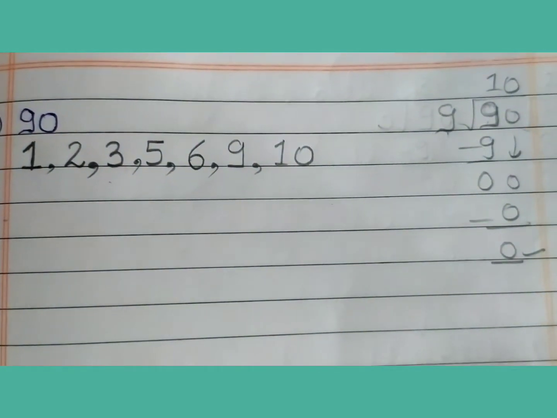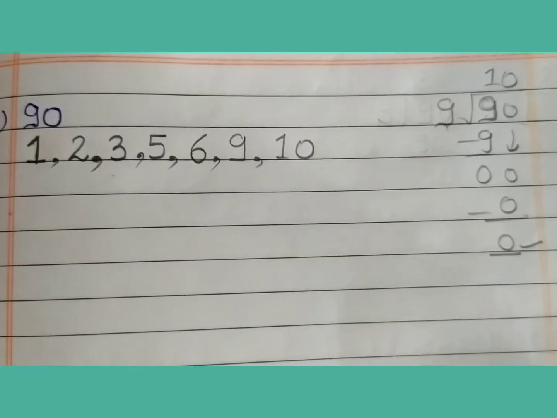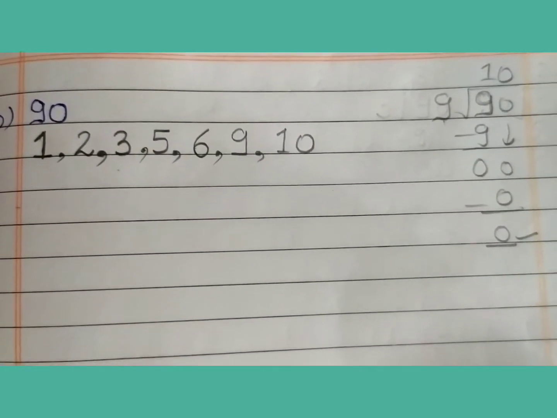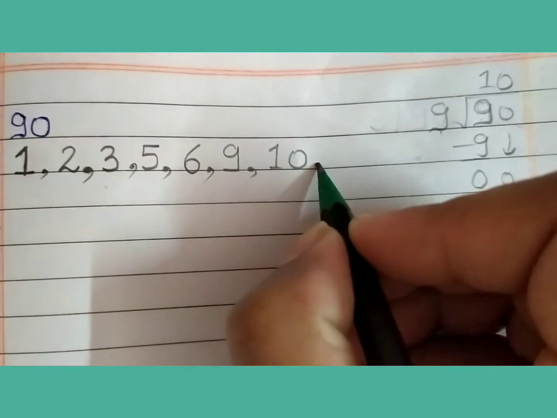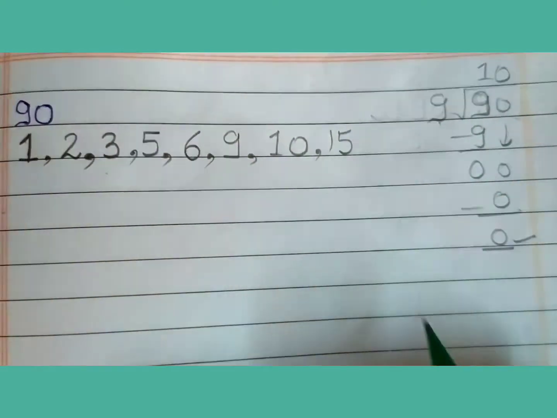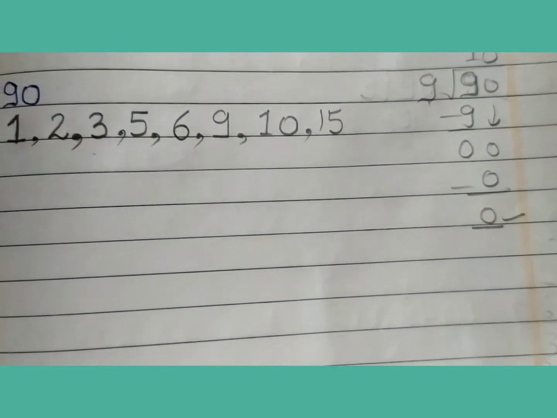90 is exactly divisible by 10. So 10 is a factor of 90. Next is 15. 90 is exactly divisible by 15.